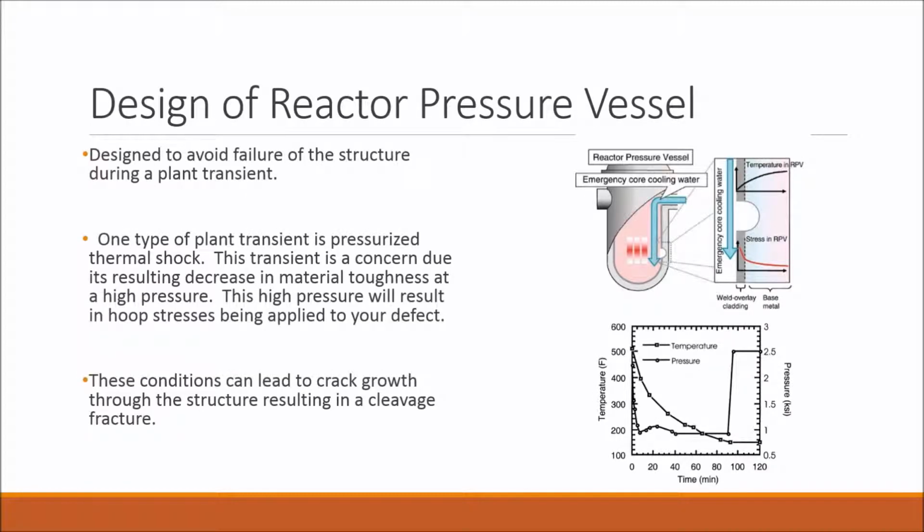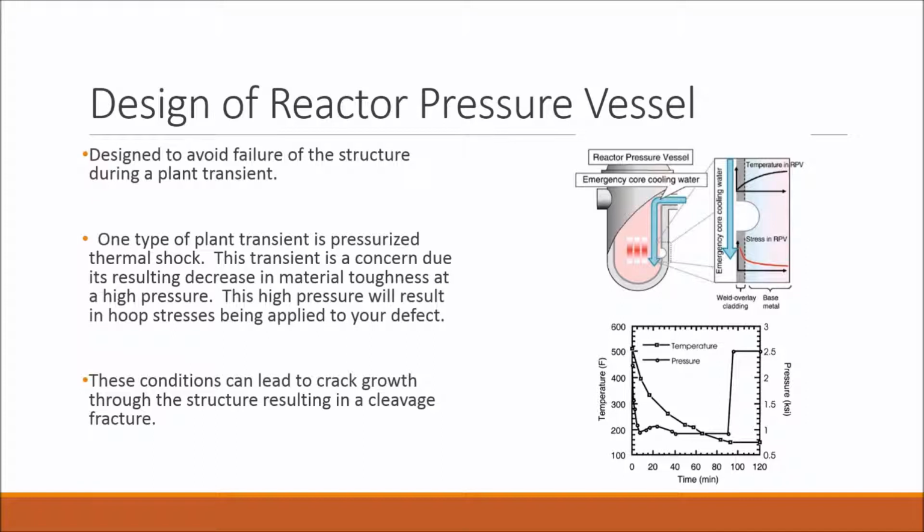Reactor pressure vessels are designed to avoid failure during possible plant transients with defects in the material. A visual representation of the vessel with a crack is shown in the top right figure. An example of a transient considered is a pressurized thermal shock. This transient leads to a large decrease in temperature and pressure, as shown in the bottom right figure. Temperature affects the material toughness, and pressure affects the stress intensity near the crack.